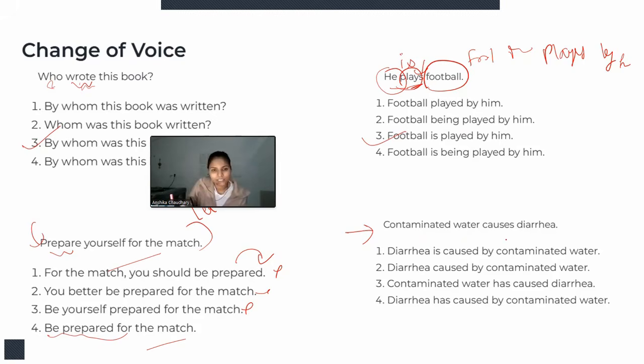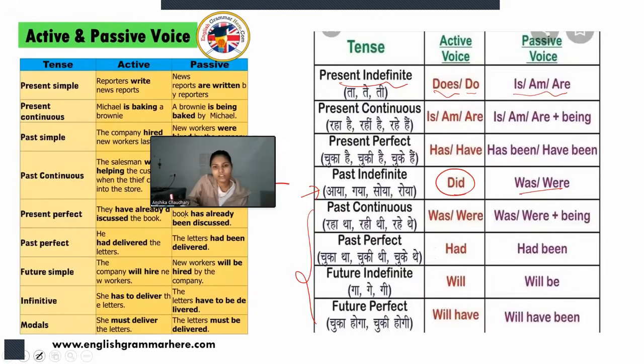Contaminated water causes diarrhea, right? So it is in present simple. The tense will be converted to is and then the main verb in third form. So diarrhea, this is the object, will be converted to subject. So diarrhea is, because we have present, so diarrhea is caused, the third form of the verb. By contaminated water. So diarrhea is caused by contaminated water. So the first option is the right option. Okay, let's move on to the next.